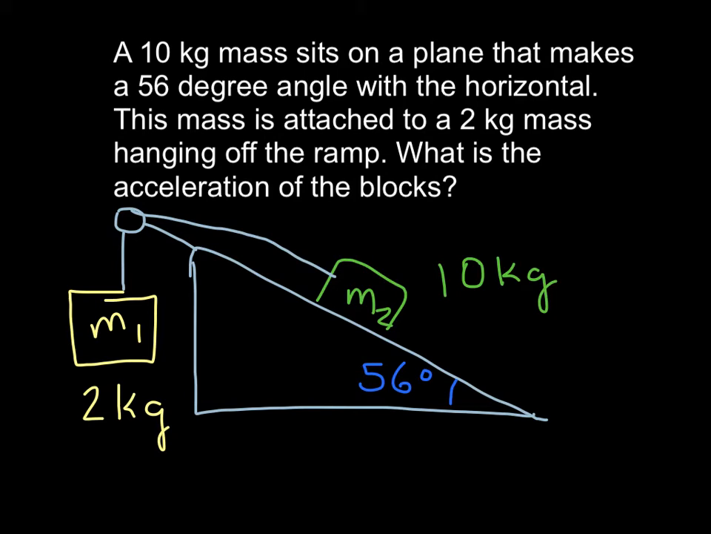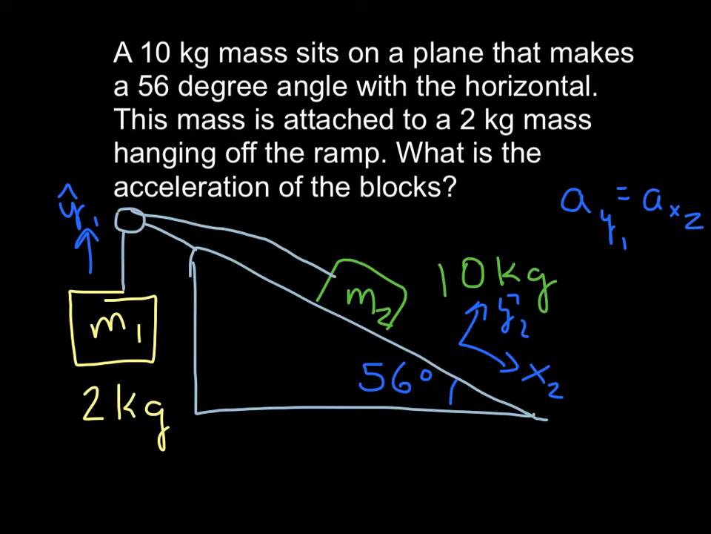Now a couple key points. The first thing is that we're going to rotate the axis, so this would become our x-axis for block 2, this would be our y-axis for block 2, and this will be our y-axis for block 1. The second key thing to note is that your acceleration in the y direction for block 1 equals your acceleration in the x direction for block 2. And we know this because block 1 is attached by this pulley and string to block 2. So if block 2 goes down the ramp, block 1 goes up.